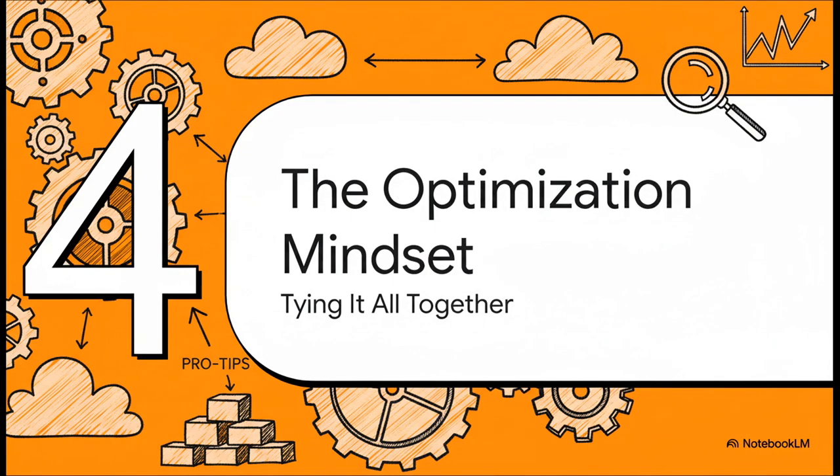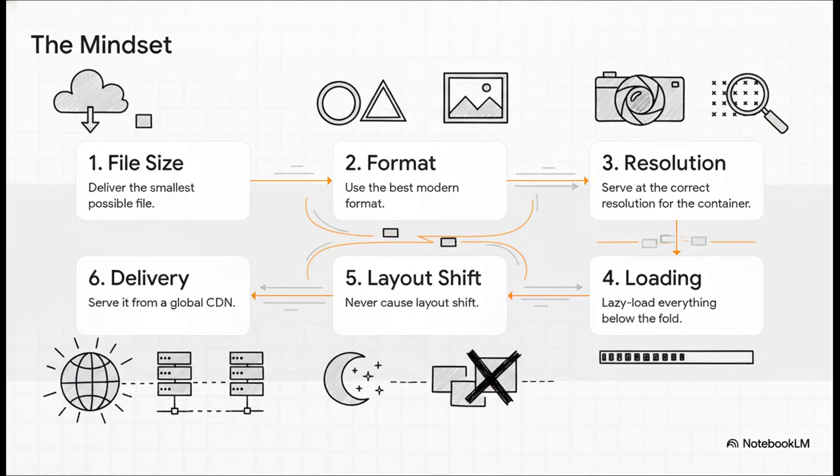So we've gone through the component, the strategies, the little pro tips. Now let's wrap this all up into one simple framework we can all remember: the optimization mindset. So here's the crucial takeaway. Every single decision you make about images should be aiming for these 6 goals. You want the smallest file in the best format at the right size. You want to lazy load what's not on screen, never cause layout shift, and serve it all from a super fast CDN. Next.js gives you the tools for all of this, but it's our job as developers to put it all together with this mindset.